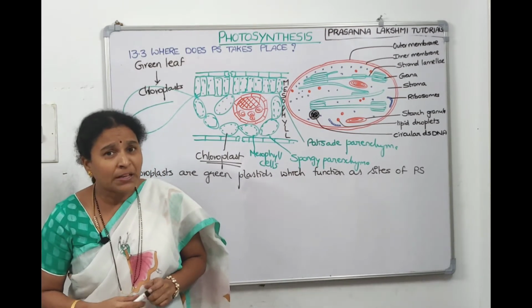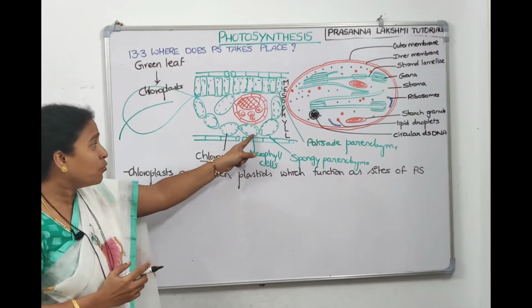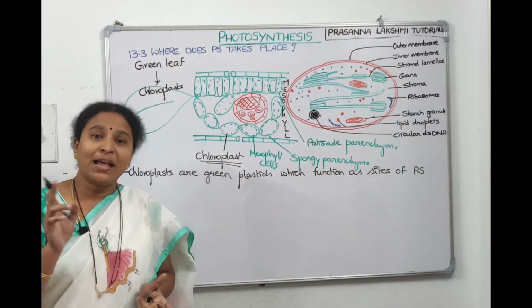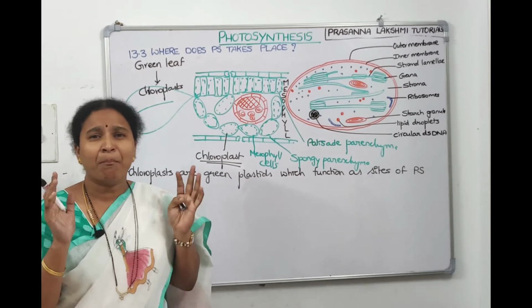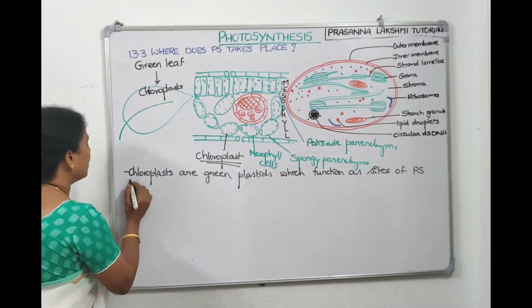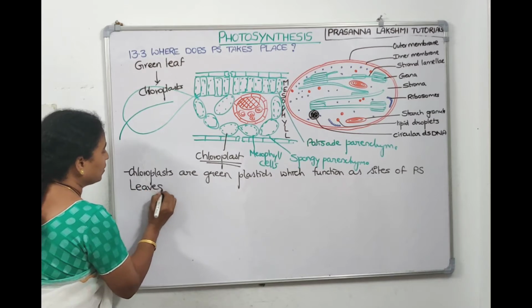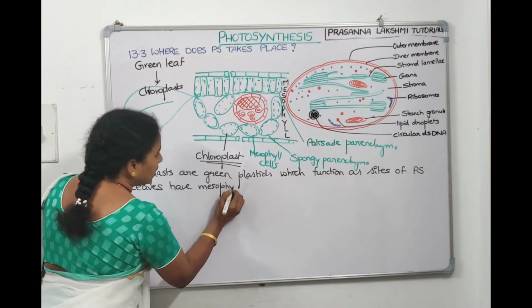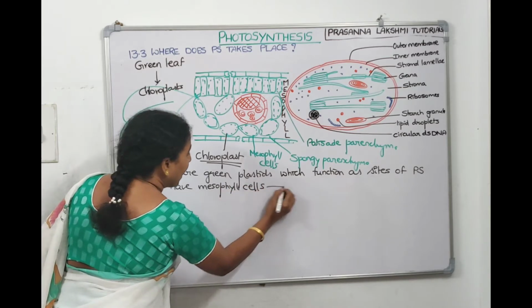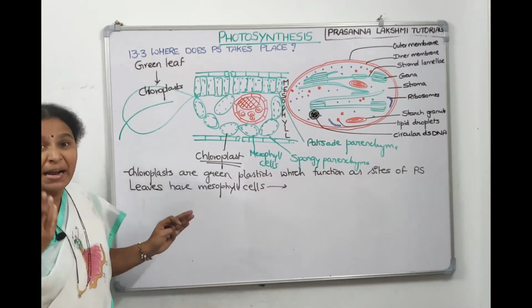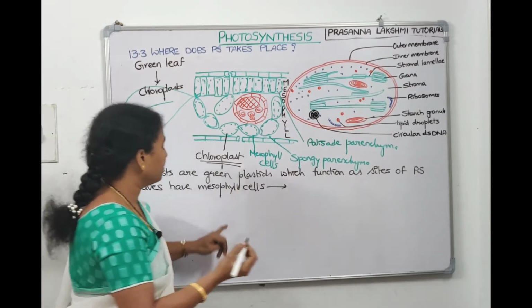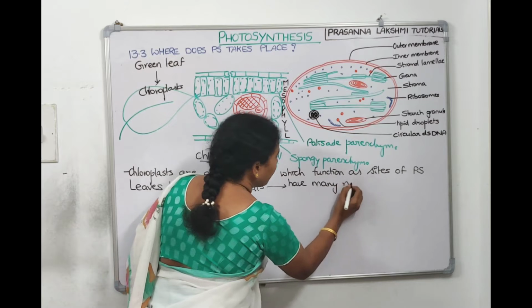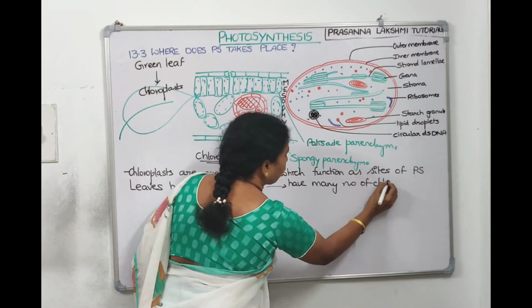So inside one mesophyll cell, how many dots did I keep? As many dots as possible I kept. It means leaves will have mesophyll cells, and mesophyll cells will have the maximum number, many chloroplasts. Mesophyll cells have many chloroplasts.